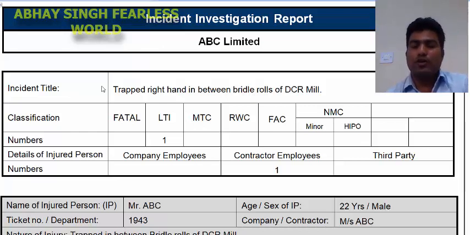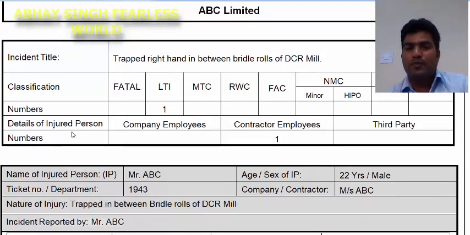Let's start from the beginning. I think you have already understood how the incident happened and what the cause was, and we will try to explain through this incident investigation report format. First of all, the incident title. The incident title is: trapped right hand in between the bridle roll of the DSR mill.